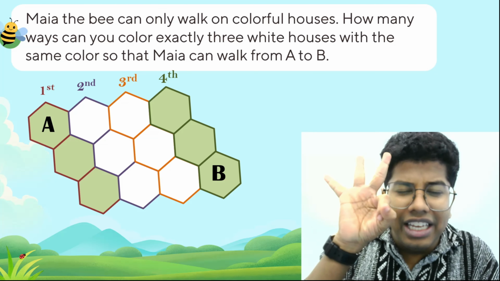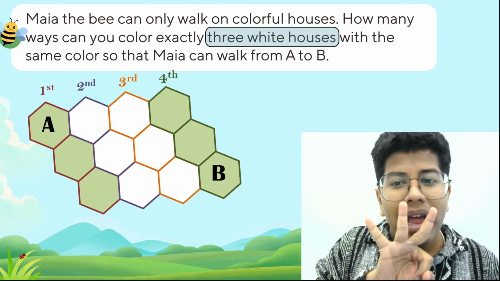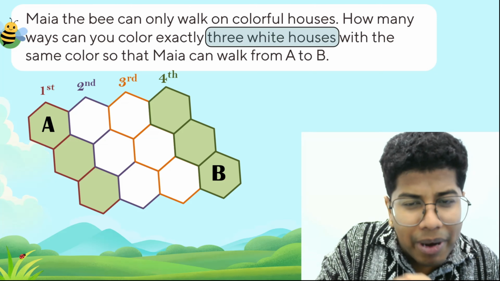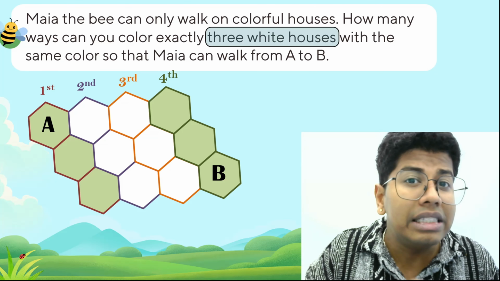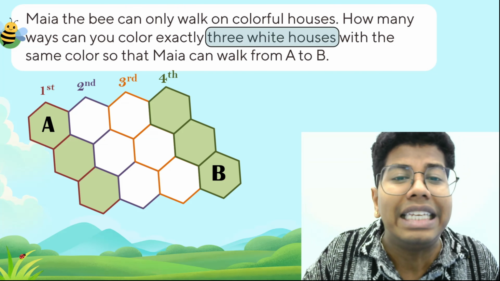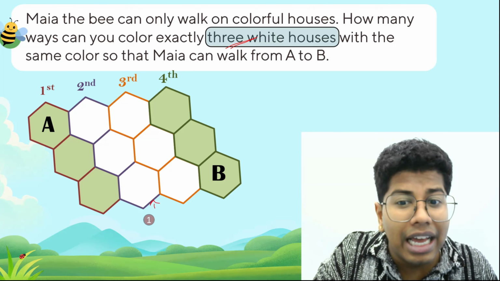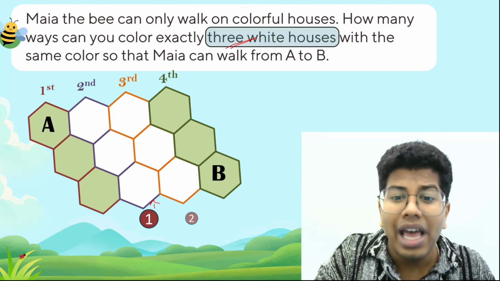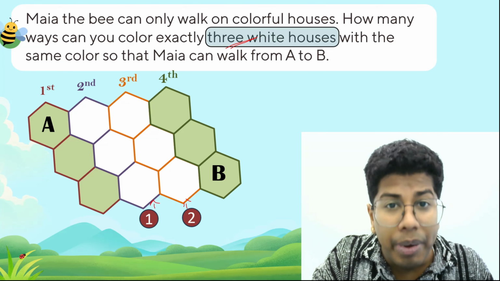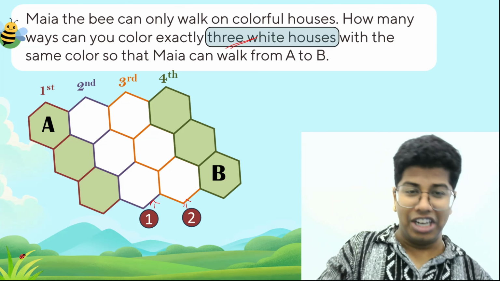Now, we have 3 colors. The question says there are 3 white houses we have to color. Now, for the 3 white houses, in the purple level, the second level, we can see there are 3 white houses. Now, to color exactly 3 white houses, from this part we can either color 1 white house and from the next one we have to color 2 white houses. Because if you color adjacent ones, then we can achieve a bridge.